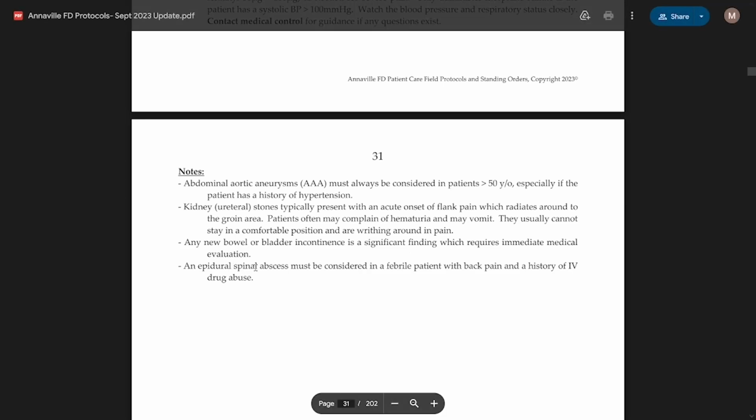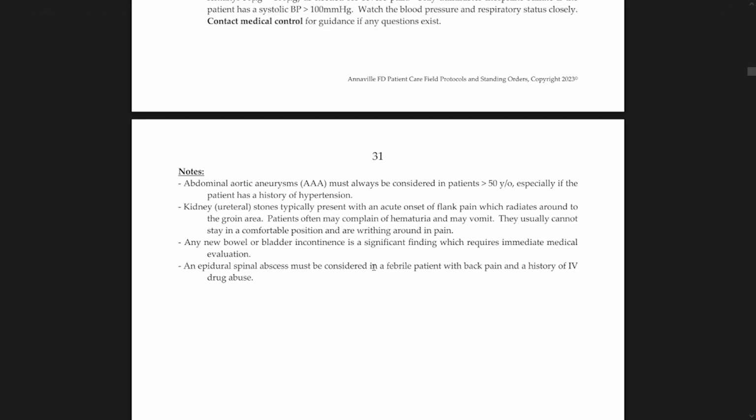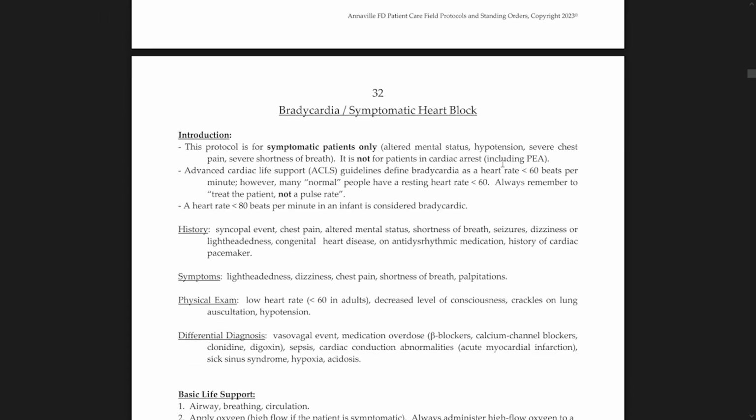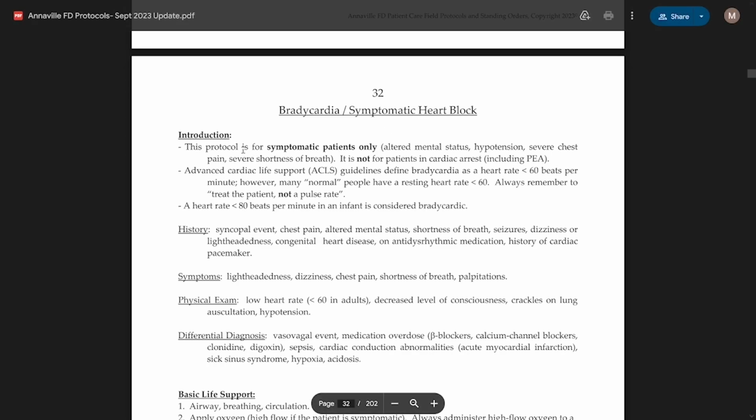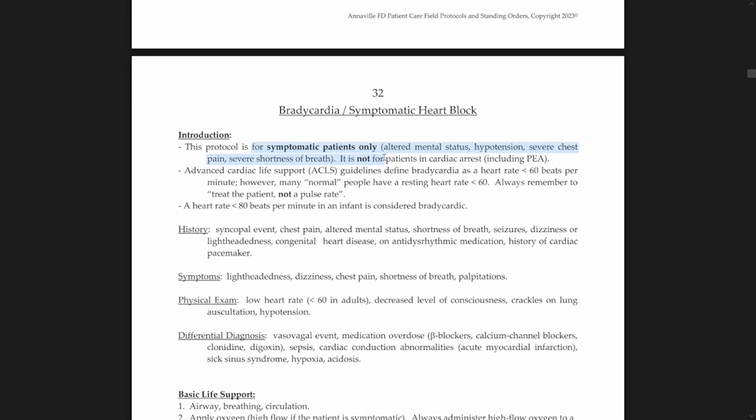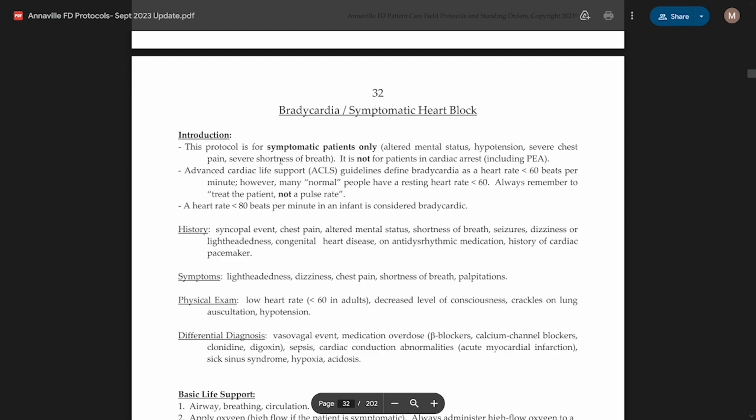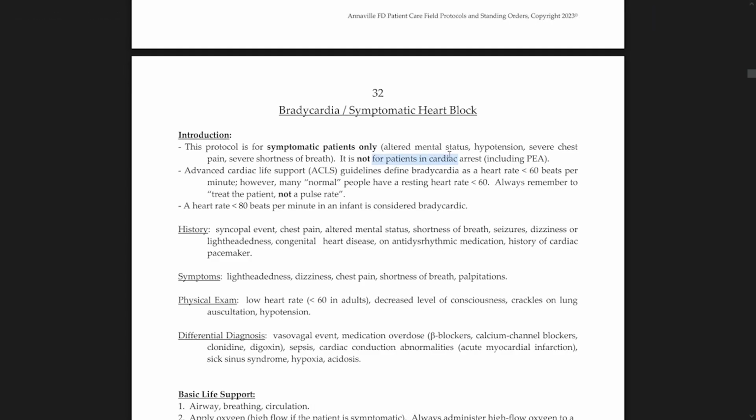An epidural spinal abscess must be considered in a febrile patient with back pain and a history of IV drug use. All right, so for bradycardia or symptomatic heart blocks, this protocol is for symptomatic patients only. It's only if they have an altered mental status, hypotension, severe chest pain, or severe shortness of breath. It is not for patients in cardiac arrest, including PEA or pulseless electrical activity.